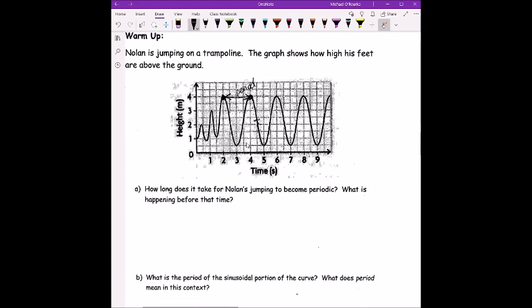So, Nolan is jumping on a trampoline. The graph shows how high his feet are above the ground. Okay? So you can see Nolan started jumping. And as you jump on a trampoline, your bounces get bigger. If you're good at it. I do not do trampoline, so mine would always stay like this. So how long does it take for Nolan's jumping to become periodic? How long until he hits this rhythm, a periodic function?